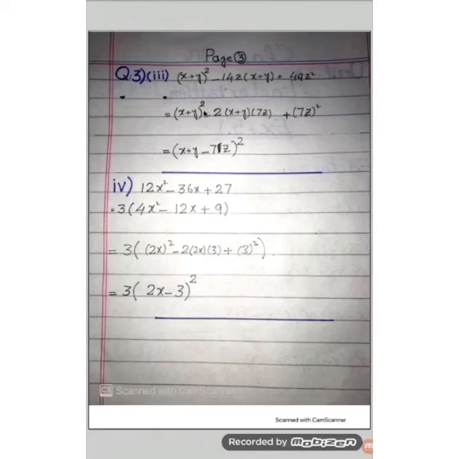Now you can find a. A is x plus y, b is 7z. We write minus 2ab, where a is x plus y and b is 7z. In complete form we write it as x plus y minus 7z whole square.